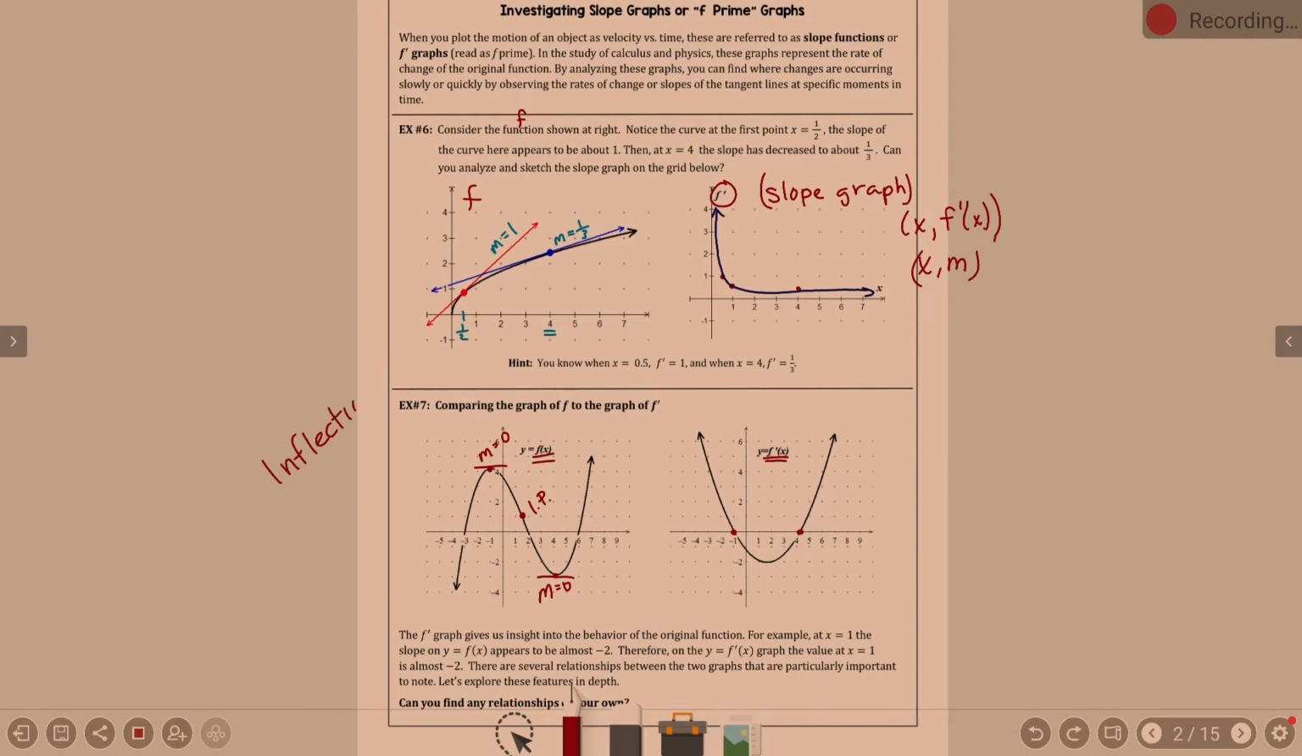Inflection point. So that's what I used for IP, where the graph changes concavity. Make sense? Okay, a little bit of vocabulary there.